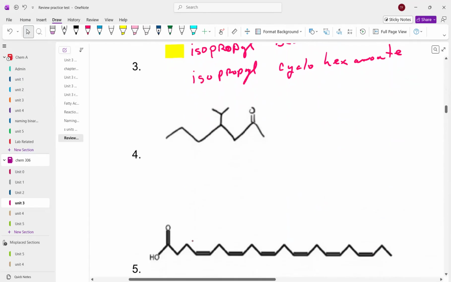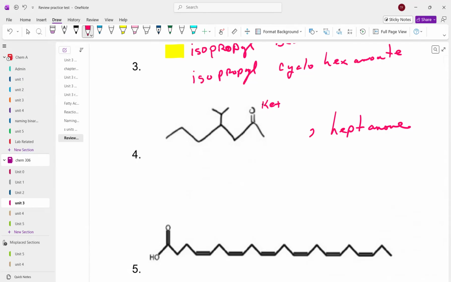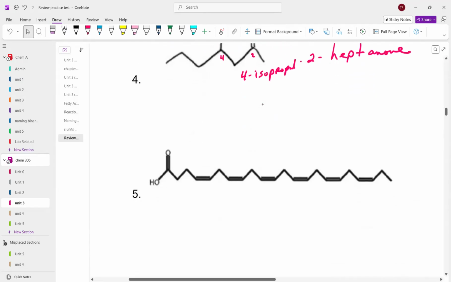All right, so we've got a ketone here. And this is 1, 2, 3, 4, 5, 6, 7. And then we've got an isopropyl branch.